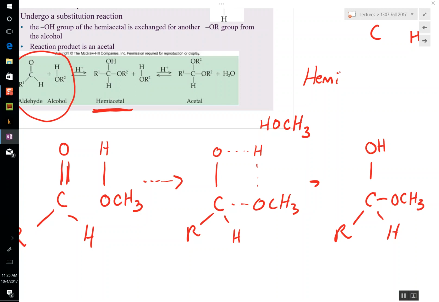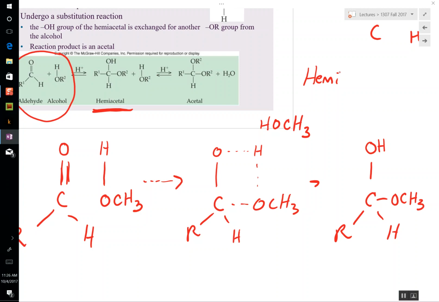All right? This is real. When we get to sugars, you're going to find that when sugars form a ring, this is how far they go. They form a hemiacetal. They stop right there. They stop midway. If you reacted the hemiacetal with another alcohol molecule, you get an acetal.